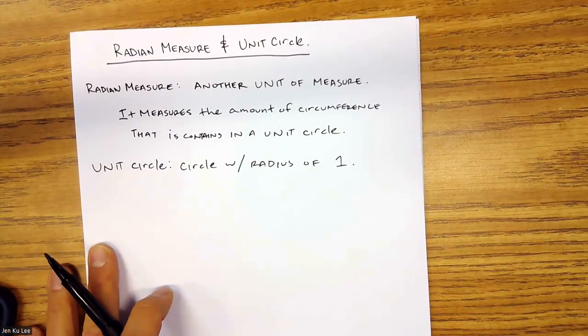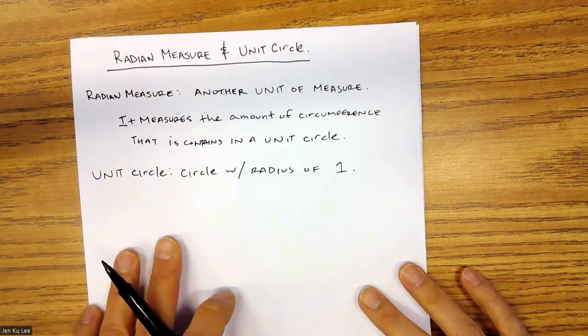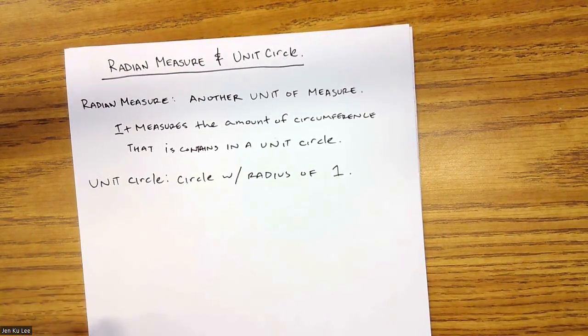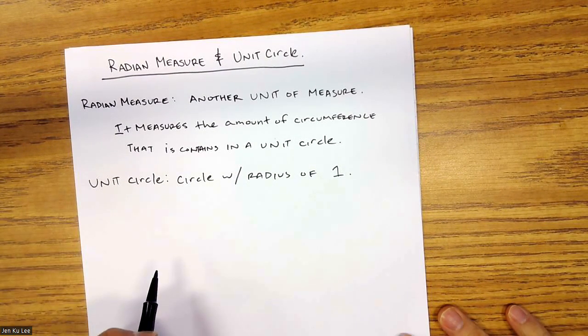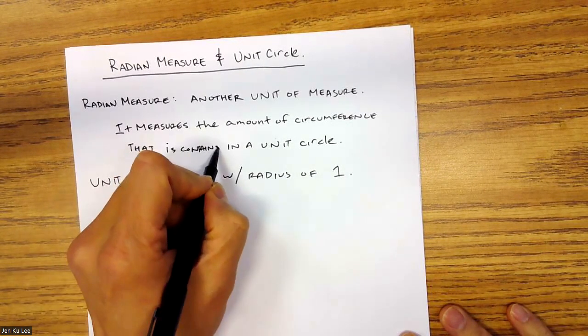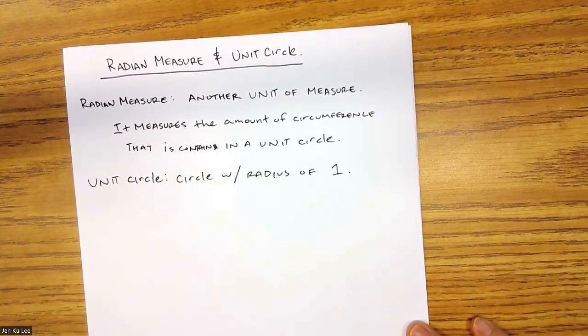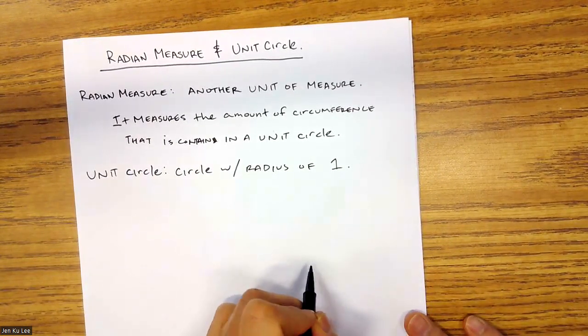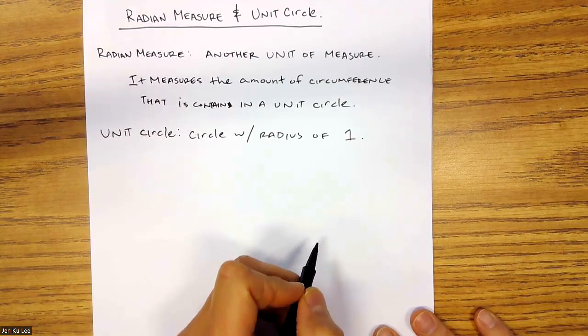Okay, welcome everybody. This is the radian measures and unit circle lesson. So what radian measures are is another unit of measure. It measures the amount of circumference that is contained in a unit circle. The unit circle is essentially, and this is what we're going to talk about today as well, a circle with a radius of 1.